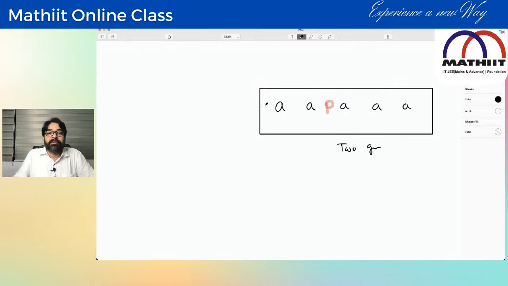In how many ways can you arrange these total letters? P is the partition. So in how many ways can you arrange this? Total how many letters? 6 letters, 6 factorial. Out of these 6 letters, 5 are identical, 5 factorial. So the answer will be 6.